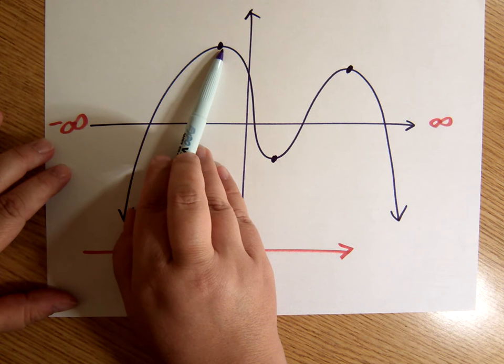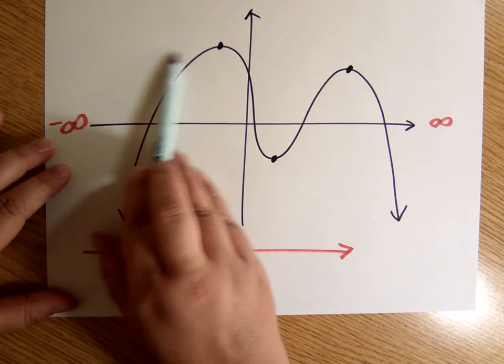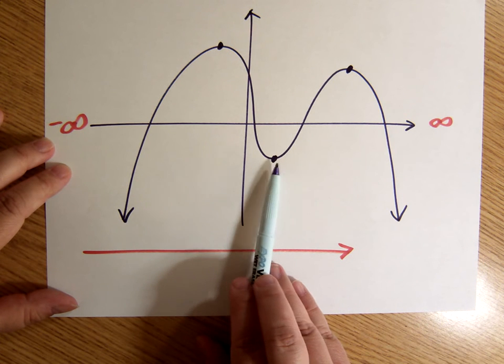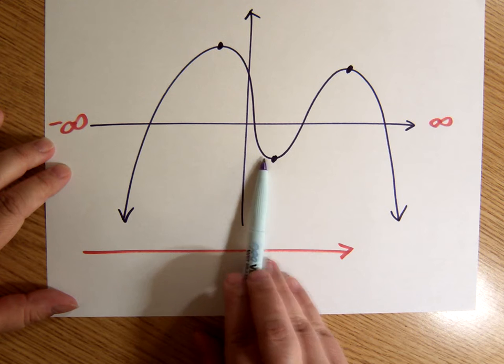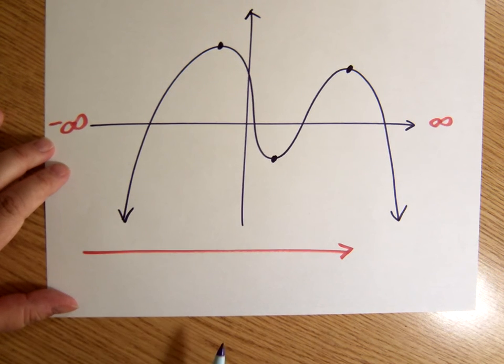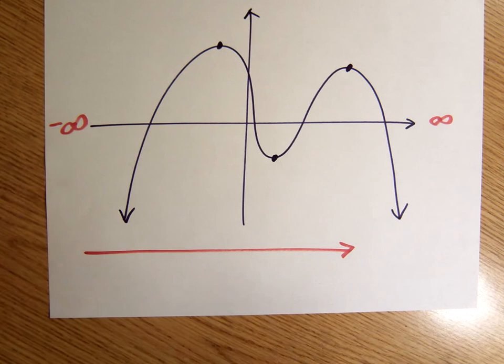We don't really need to know that to do the intervals of increase and decrease, but it's information you might need to know elsewhere. This is a local minimum. Okay, it's lower than all the points around it. So turning points are also maxima and minima. All right, so we've got 3 turning points.